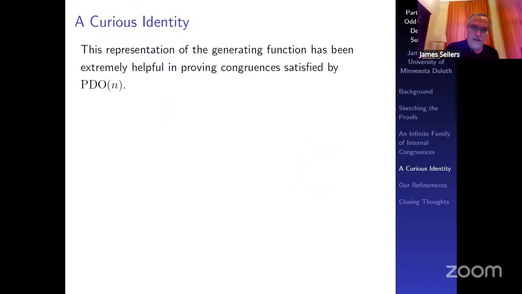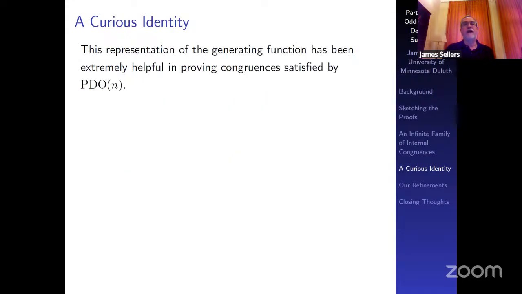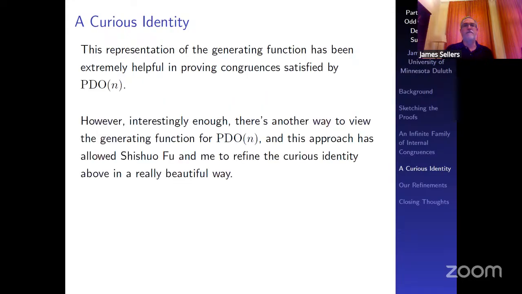It turns out that the original representation of this PDO generating function is really helpful for congruences, but it is not, in my opinion, really helpful to try to prove this identity in a combinatorial way. So I want to find a different way of thinking about PDO of n, which will allow us to look for more combinatorial things like this identity.